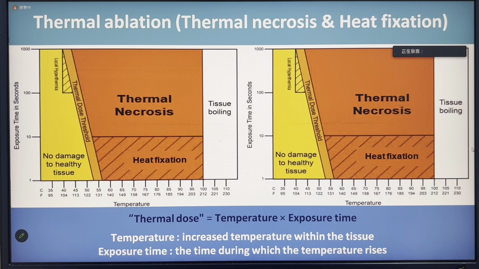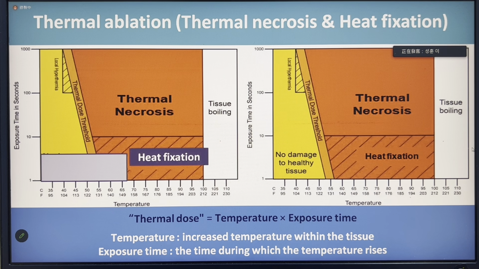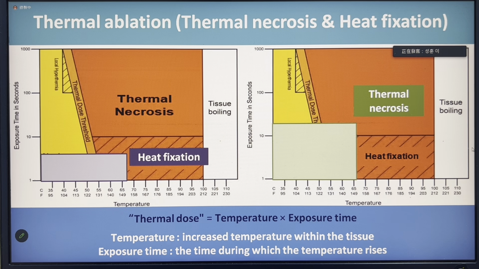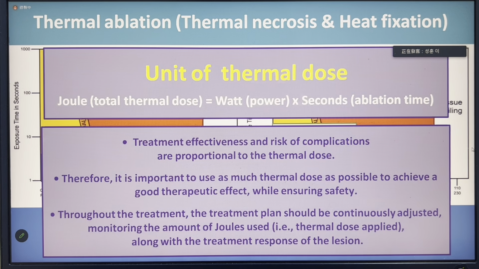Thermal dose is directly proportional to the increased temperature within the tissue and the exposure time at which the increased temperature works. When the temperature rises above 65 degrees, the cells start denaturing and heat fixation occurs. Then the exposure time increases, resulting in thermal necrosis. Treatment effectiveness and risk of complications are proportional to the thermal dose.